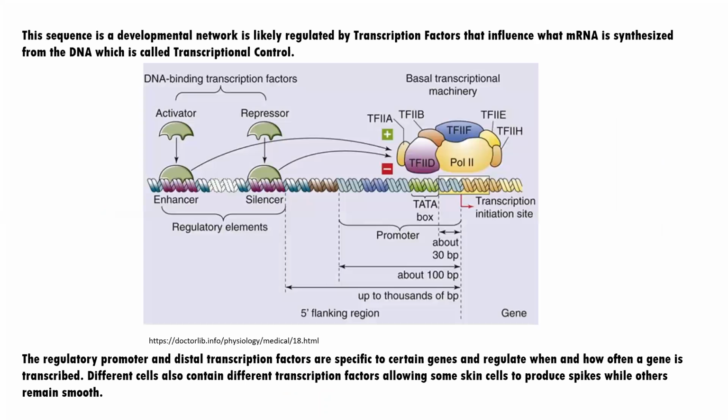What is actually happening in this gene sequence is a developmental network that is likely due to transcription control, a form of gene regulation. The regulatory promoter and distal transcription factors are specific to certain genes and regulate when and how often a gene is transcribed. Different cells also contain different transcription factors, allowing some skin cells to produce spikes while others remain smooth.